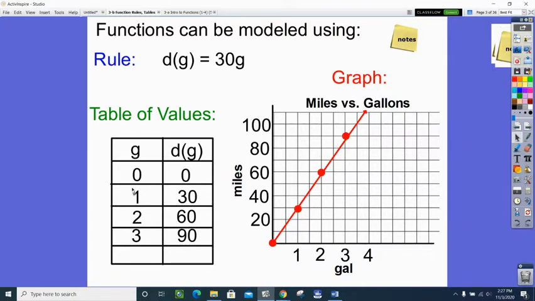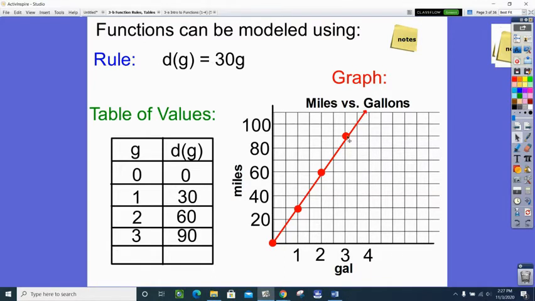So now I want you to remember your coordinate points. This is your x coordinate. This is your y coordinate. So 0, 0 would be the origin. We have 1, 30. So 1 in the x direction. X is always horizontal. It goes left or right. And then your y always goes up or down. So 1, 30 would be here, and 2, 60 would be here. And then I'm going to connect those points with a line.